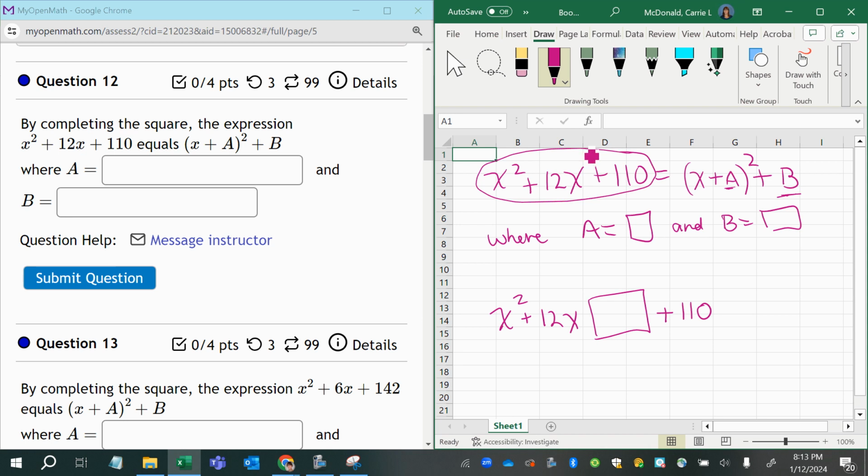And also whatever I add there, I'm going to have to subtract it as well, to keep everything from not being what it used to be. You've got to keep everything equivalent. So I'm going to be adding something to complete the square. And whatever I add, I'm also going to have to subtract to zero it back out. And then I'm going to have that plus 110 on the end.